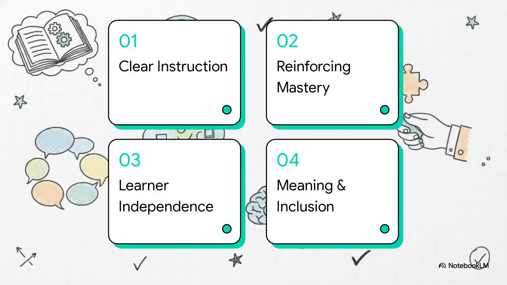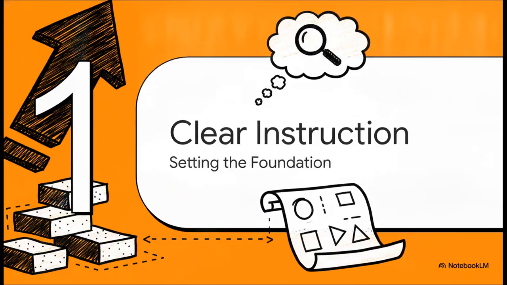To make this whole thing practical, we're chunking these 8 principles into 4 logical, thematic phases. First, designing clear instruction. Second, checking and reinforcing mastery. Third, cultivating learner independence. And finally, fostering meaning and inclusion. So let's jump into phase 1, designing clear instruction. This is all about setting the foundation for learning.